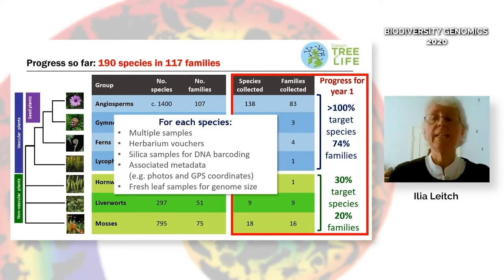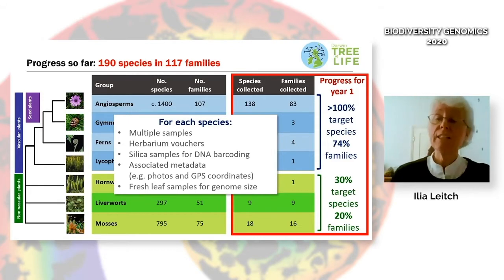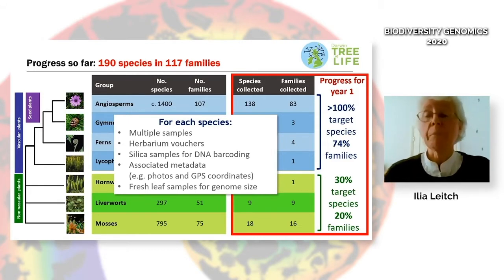And then as for what we're collecting for each species, we are collecting multiple samples to give Sanger plenty of material to work with in order to optimize the extraction of high molecular weight DNA that they need for their high quality genome assemblies. But we've also been collecting herbarium vouchers, silica samples for DNA barcoding, associated metadata such as photos and GPS coordinates, as well as fresh leaf samples for genome size.